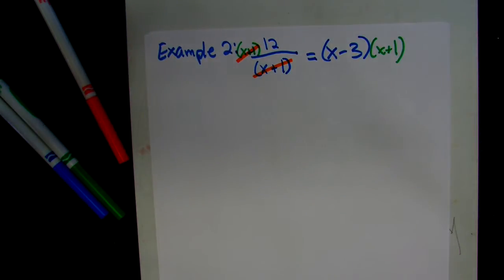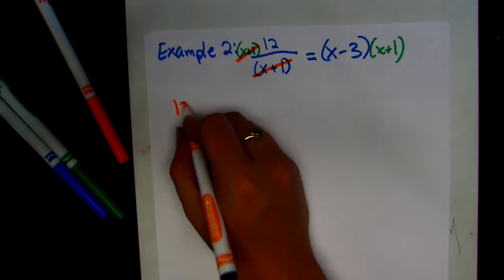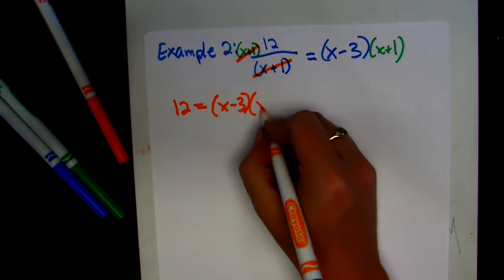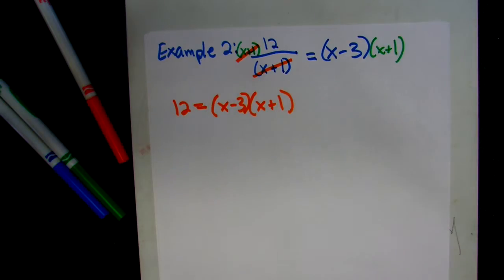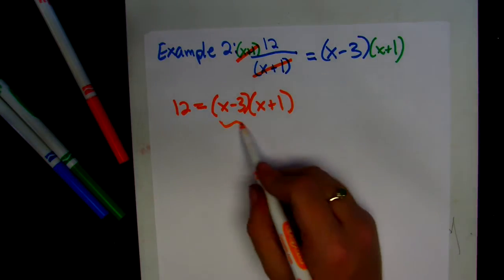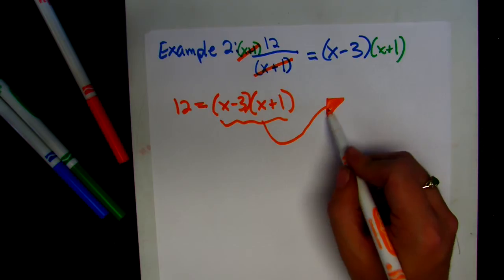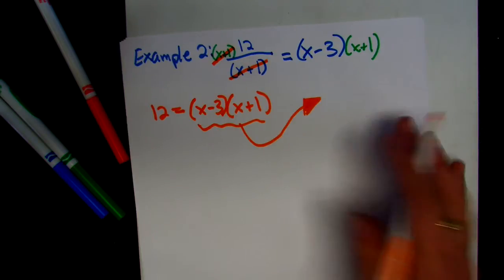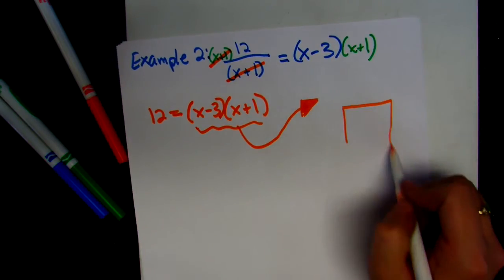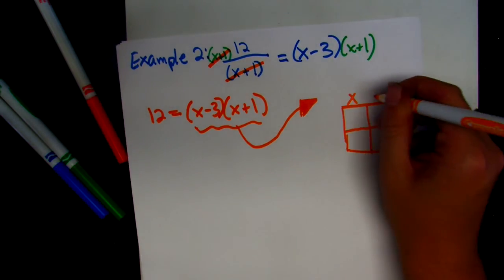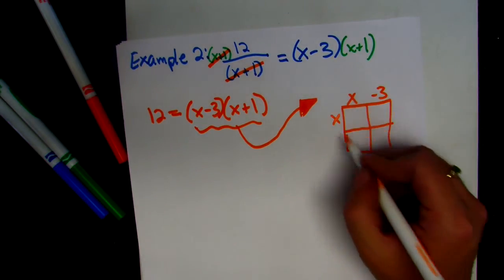Okay? Once I have done that, I'm left with 12 equals x minus 3 times x plus 1. So now I actually have to multiply x minus 3 times x plus 1. That is going to require either the FOIL method or the box method. So looking at my box here, I have x minus 3 and I have x plus 1.